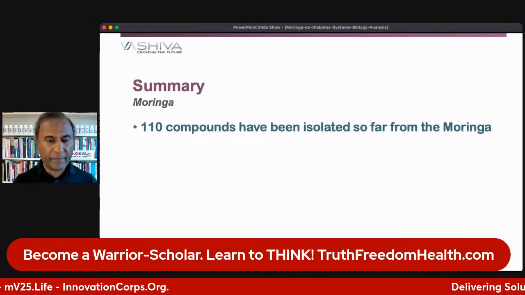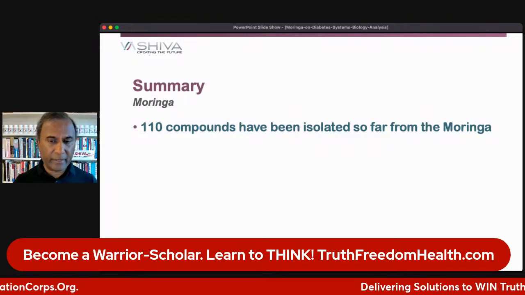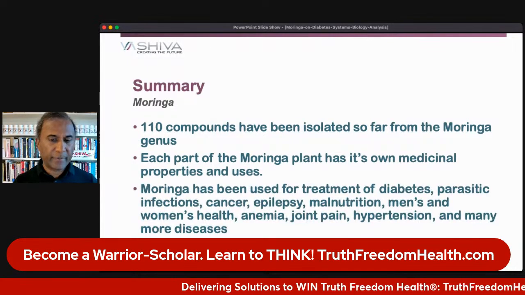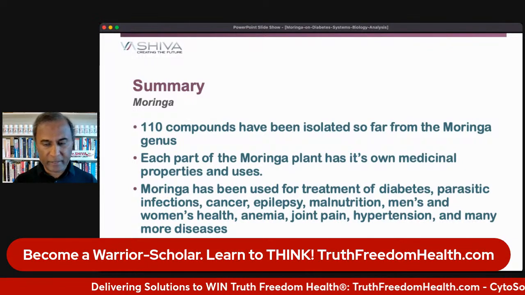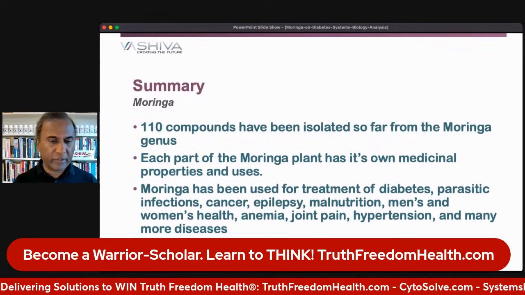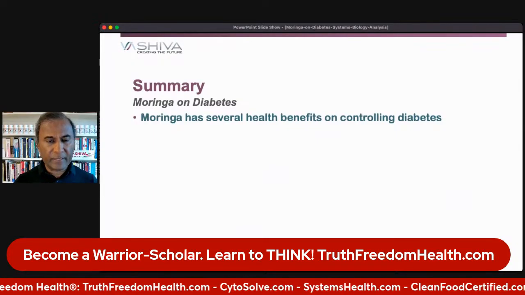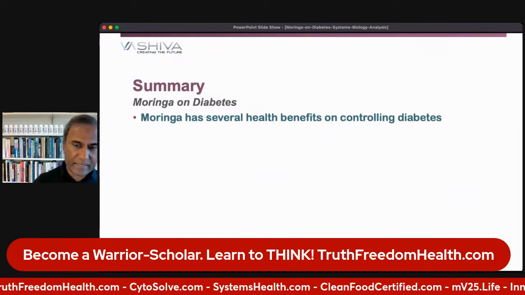So in summary, Moringa has about 110 compounds. Each part of the Moringa plant has medicinal properties. It's been used for many things, from diabetes, as we discussed, all the way to anemia, joint pain, as you can see them here, a whole range of things. And when it comes to diabetes, as we've discussed, it has several health benefits.